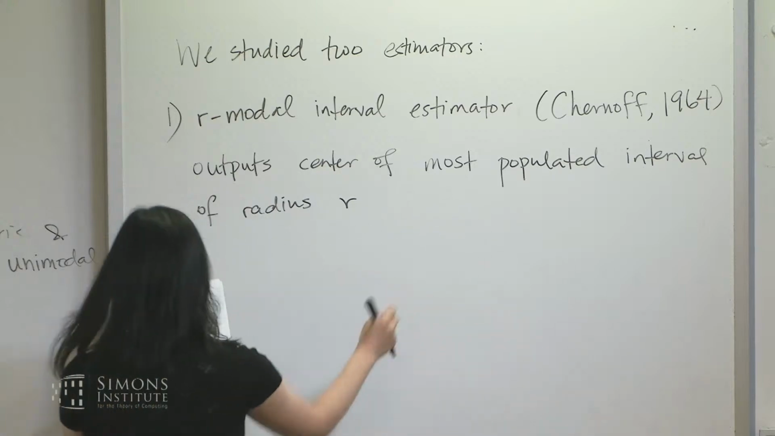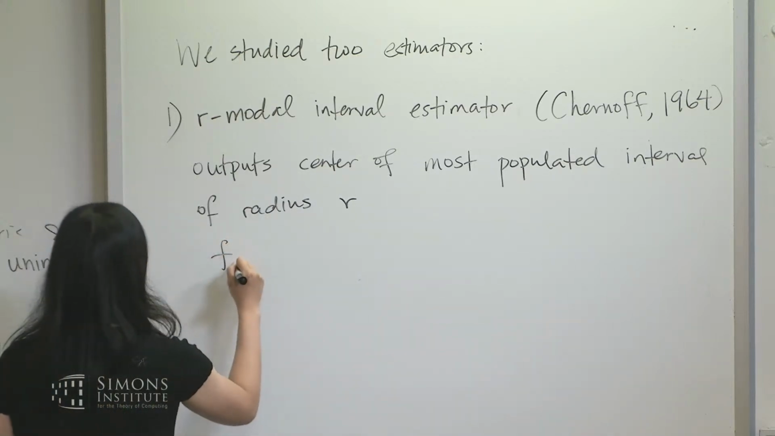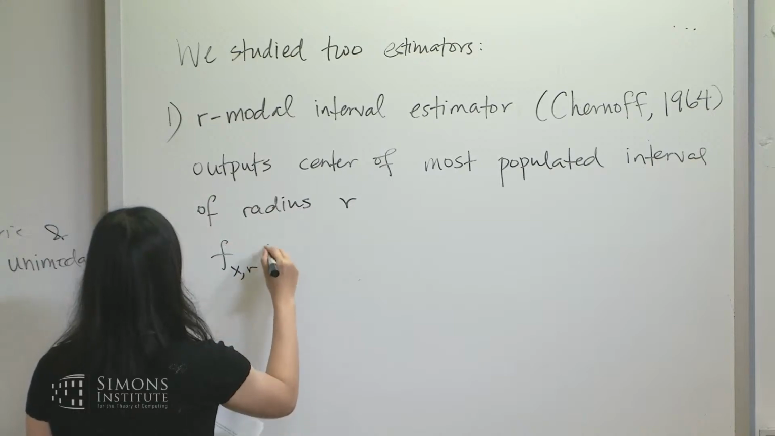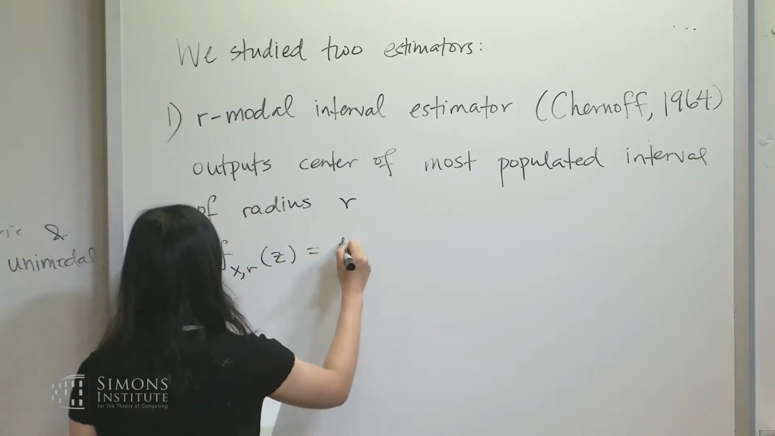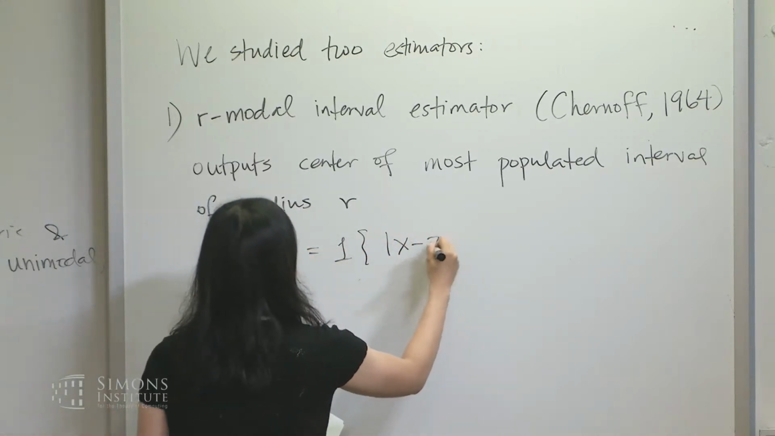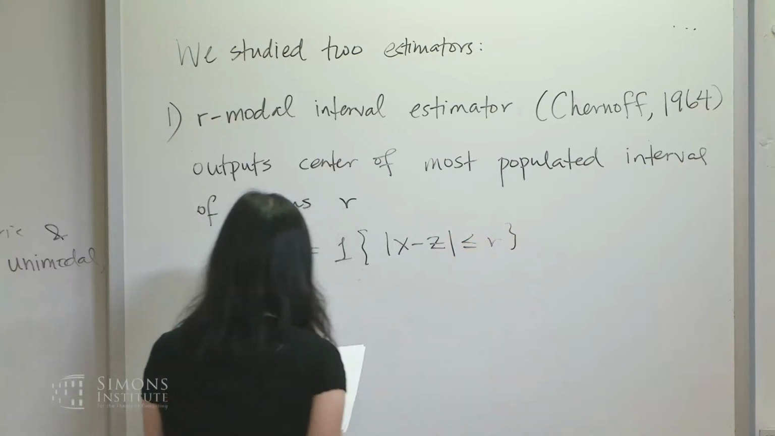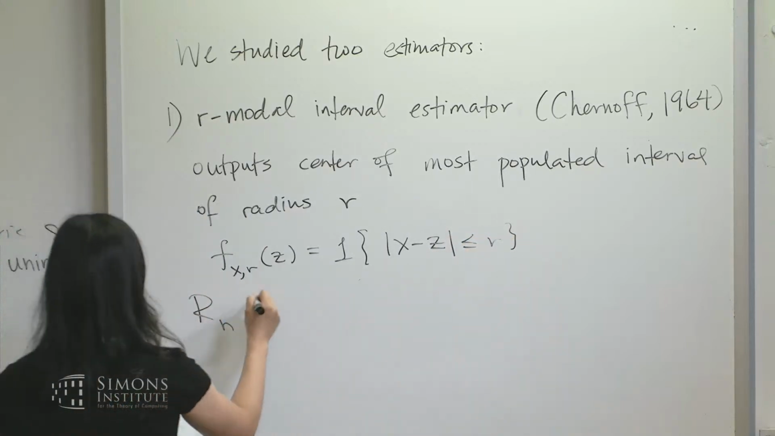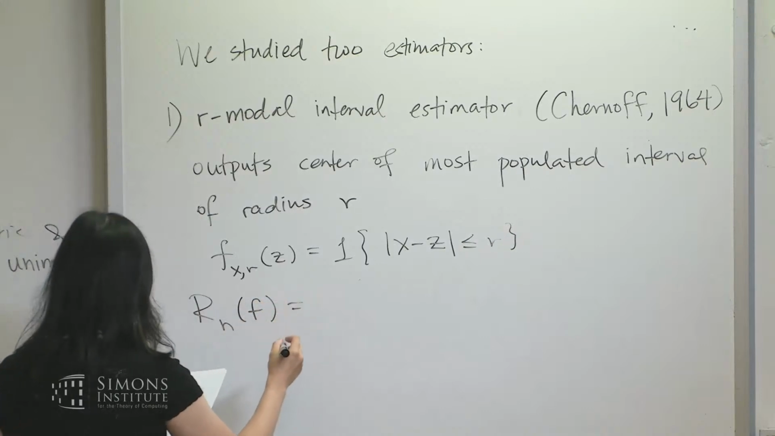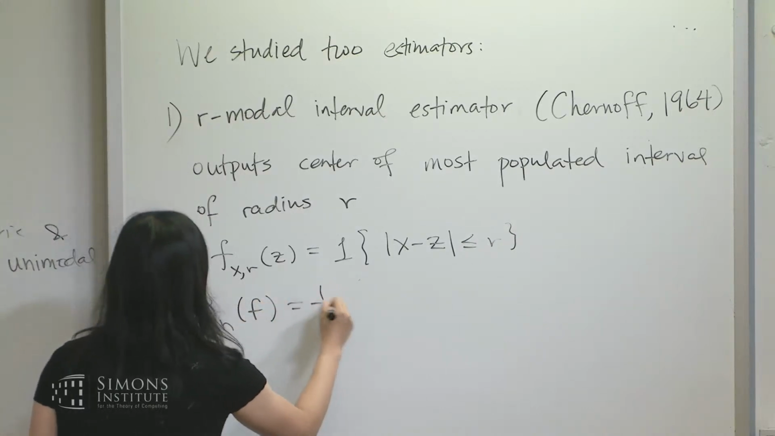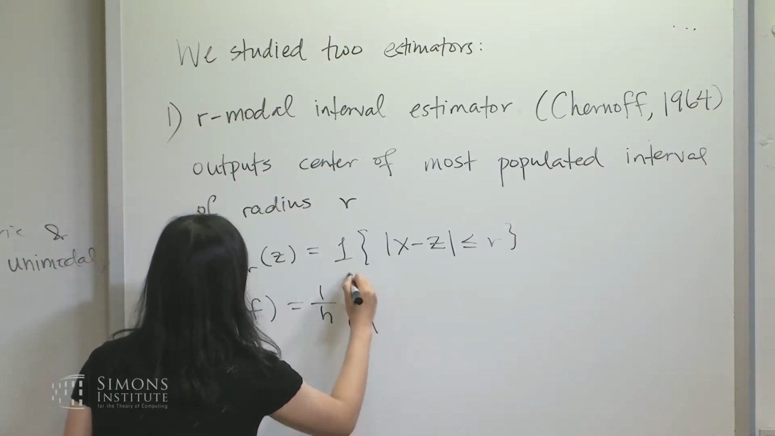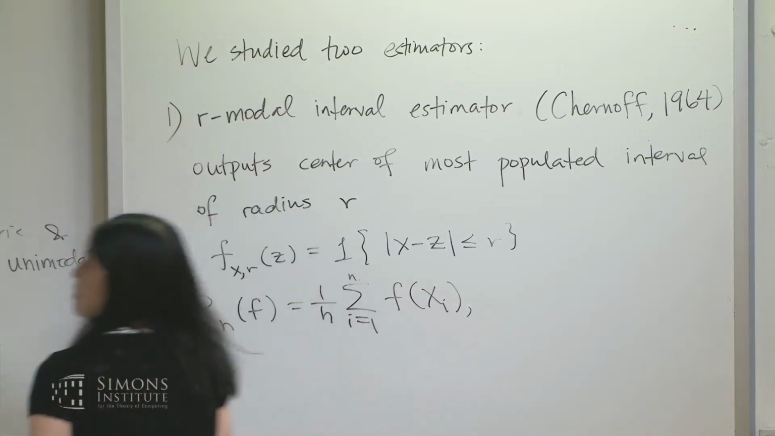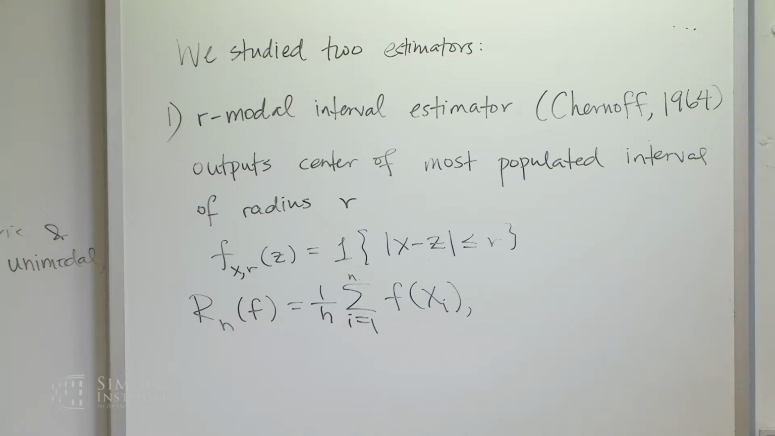I think I can write one more thing. So if we define f of x r of z to be the indicator that x minus z is less than or equal to r, and we define Rn of f to be equal to 1 over n times the sum from i equals 1 to n of f of xi, then let me go over here.